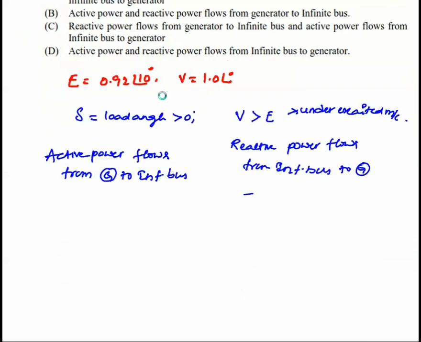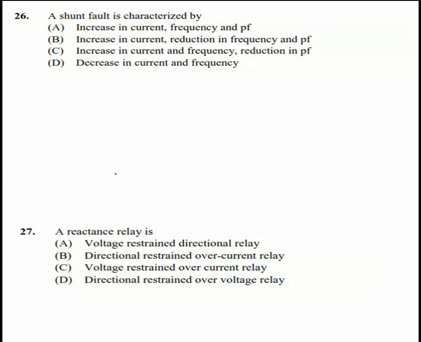And the next question: a shunt fault is characterized by, so normally a fault occurs, for example on a transmission line, a fault occurs here. This shunt fault is characterized by an increase in the fault current. As the current increases, the power factor, cos phi, will automatically decrease. What about the frequency?